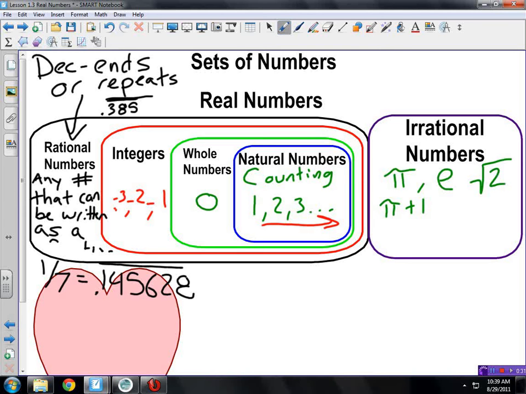Square roots of any number that's not a perfect square is irrational. Square root of any number that's not a perfect square is irrational. So 2, 5, 6, 7, 8, 10, 11, 12, 14. Yeah, square root of 14. Those are all irrationals. So there's going to be a lot of them.